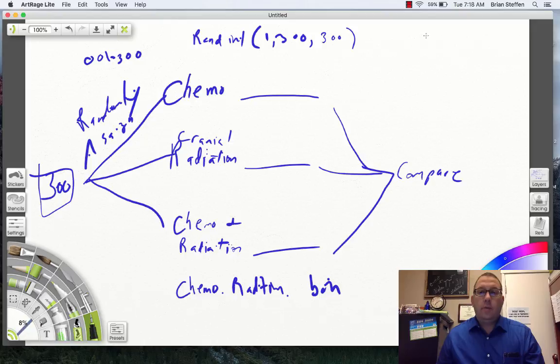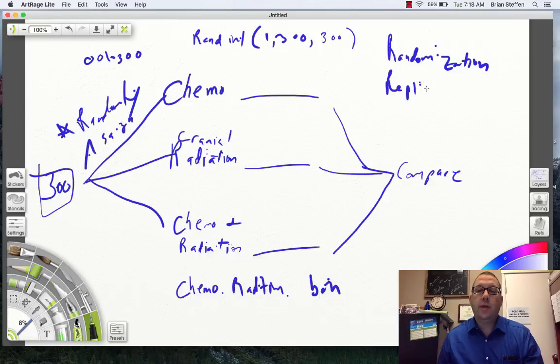There are 3 aspects that go into a well-designed study. Randomization, which I did with the random assigning. Replication, and this has 2 aspects to it. The first aspect is I have 100 people in each of these treatments. With 100 in each treatment, it's repeated 100 times each, so replication.